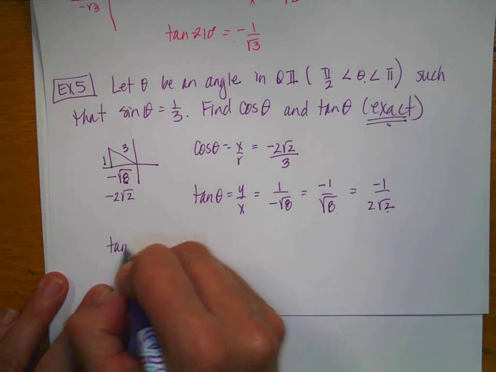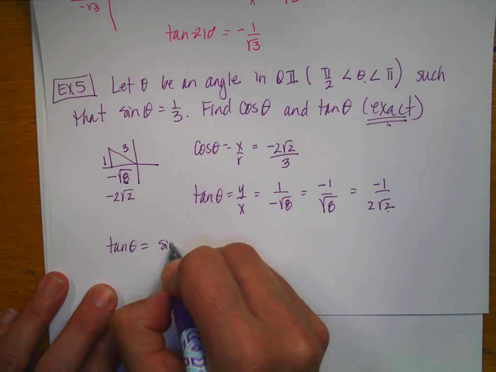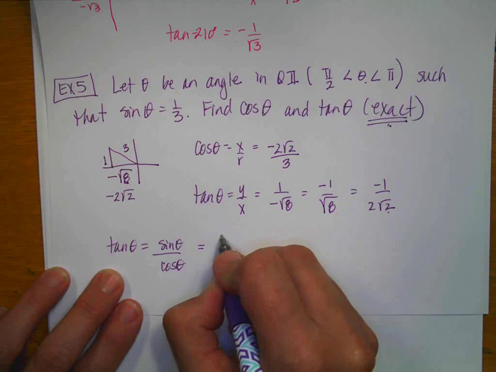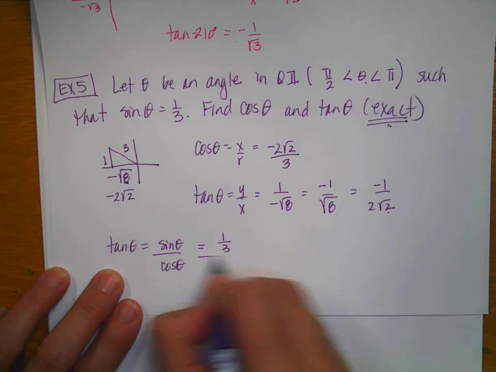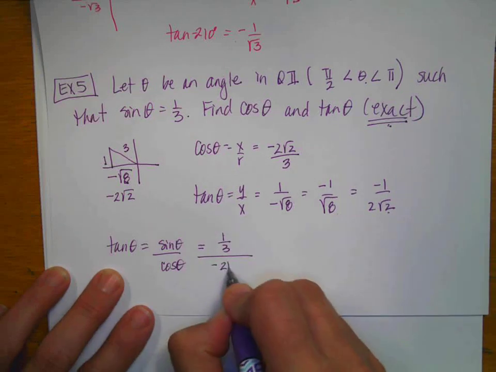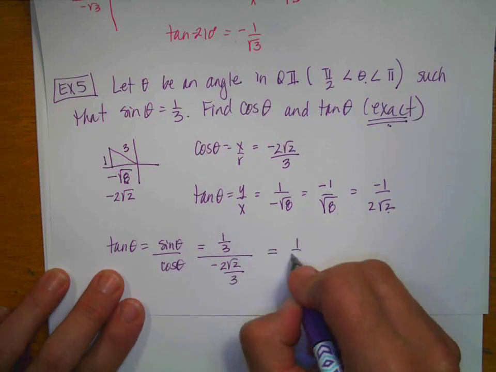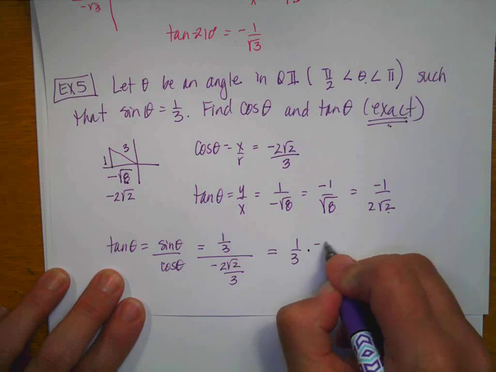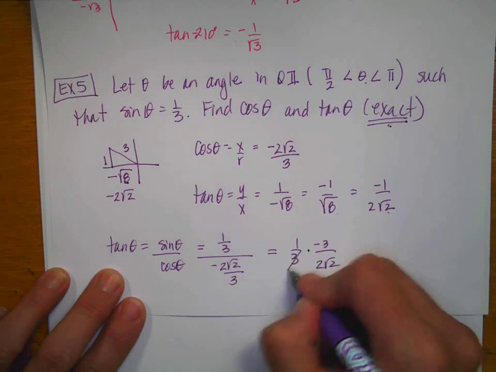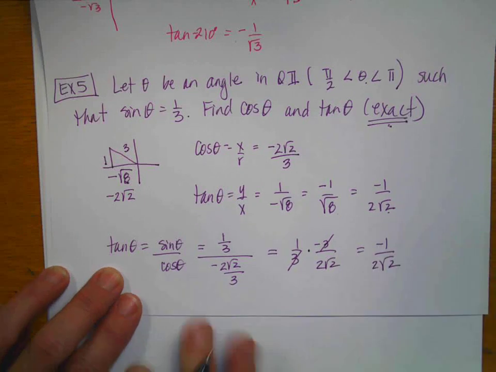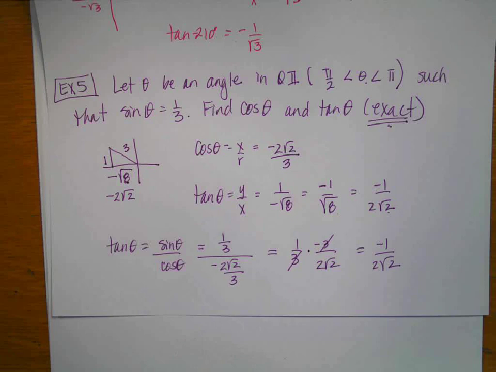Whew, that's better. So another thing that's interesting, and let me just show you on this problem, is I could have gotten this answer a different way. I could have done the tangent of theta is the sine of theta over the cosine of theta. Well, the sine of theta was 1 over 3 over the cosine of theta was negative 2 radical 2 over 3. If you multiply by the reciprocal, you get 1/3 times a negative 3 over 2 radical 2. The 3's cancel, and you get negative 1 over 2 radical 2. So I got the exact same answer. It's just another way of thinking about the problem.